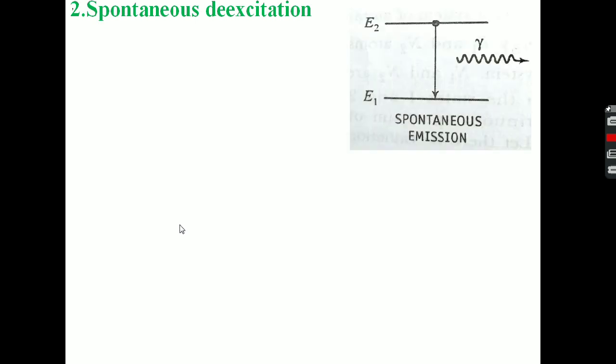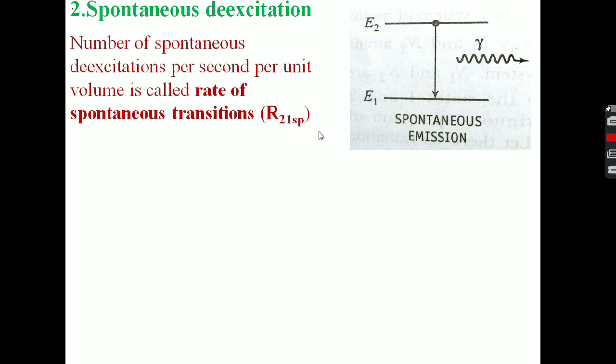And spontaneous de-excitation is the phenomenon of de-excitation of atoms or electrons on their own, without the support of external agencies or external sources. This spontaneous de-excitation is purely independent of the energy density of the incident radiation, because it does not depend on external sources. But the number of atoms available in the excited state is important. The rate of spontaneous transitions depends on that number of atoms per unit volume, meaning the number of atoms undergoing spontaneous de-excitation per second per unit volume.